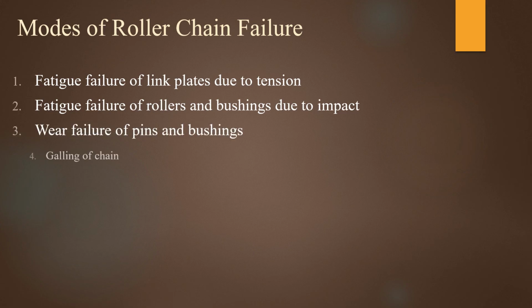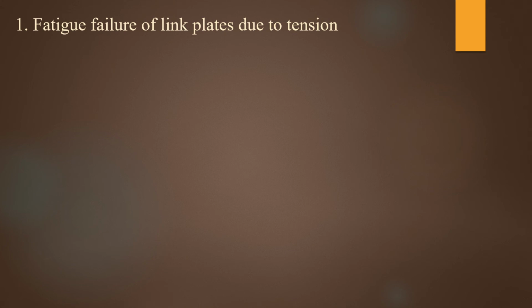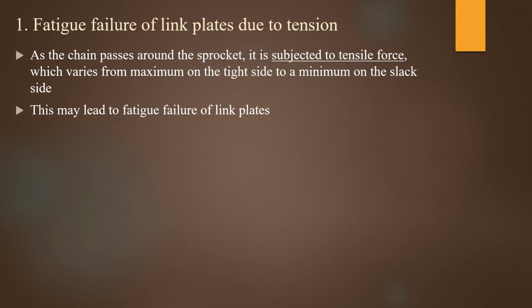Now, the next topic is modes of roller chain failure. There are four modes of roller chain failure. First is fatigue failure of link plates due to tension, second is fatigue failure of rollers and bushings due to impact, third is wear failure of pins and bushings, and fourth is galling of chains. First one is fatigue failure of link plates due to tension. As the chain passes around the sprocket, it is subjected to tensile force, which varies from maximum on the tight side to minimum on the slack side. This may lead to fatigue failure of link plates.